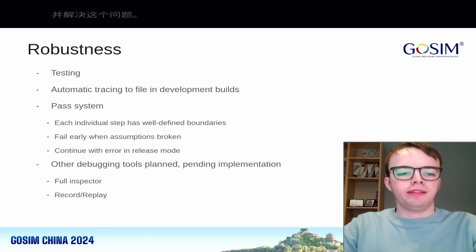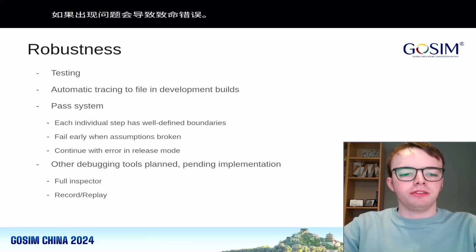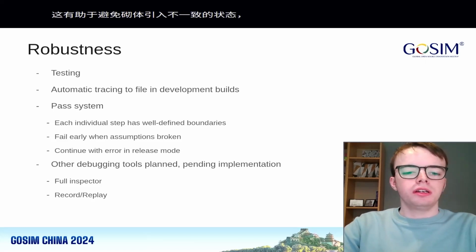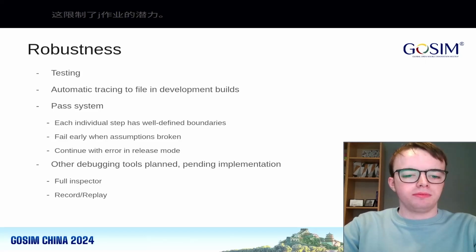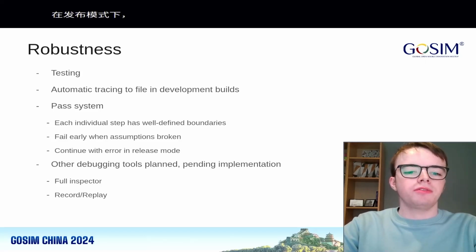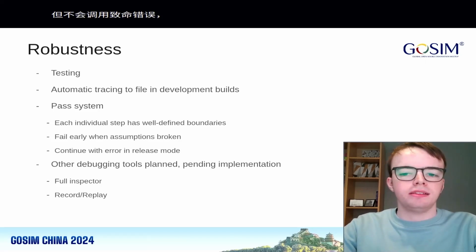This helps avoid Masonry from introducing inconsistent states, which limits the potential for jank. In release mode, some of these checks will still run, but won't cause a fatal error, and instead will only raise an error to the tracing system. We have several further planned debugging tools, although the implementations of these are incomplete.